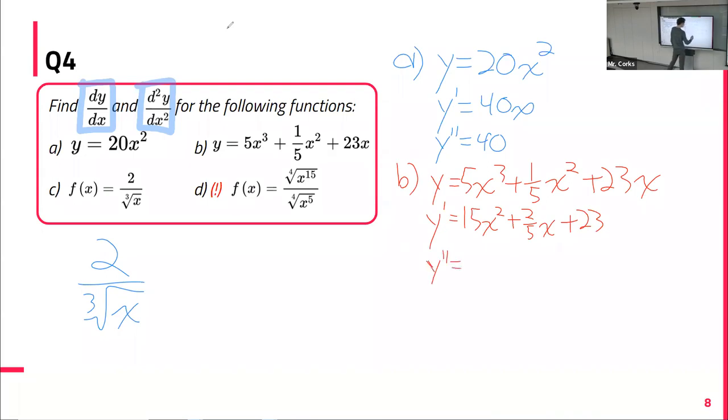Second derivative, 30x plus 2 over 5. That's it. Okay, take some more time and try to solve the last two. We're going to have to remember some exponent rules to solve the C and D here.